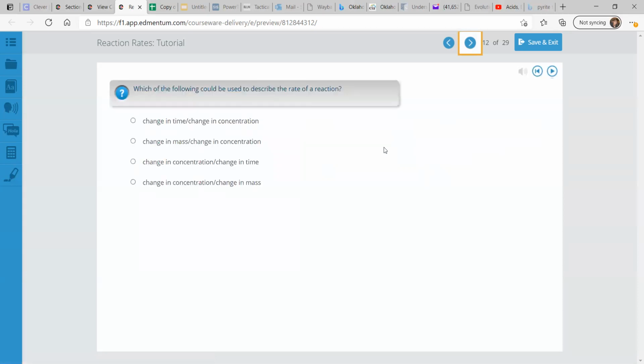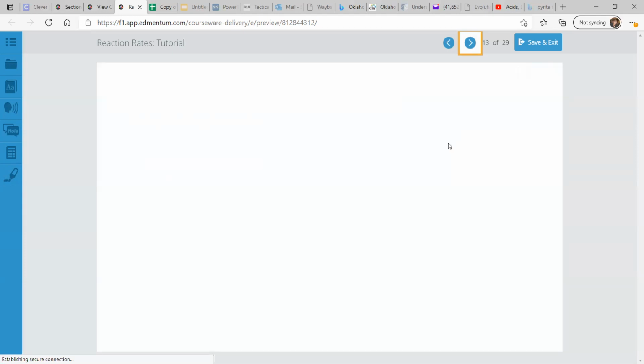Which of the following could be used to describe the rate of a reaction? So we need some type of mass or concentration divided by time. So that's the only one that is over a division of time.